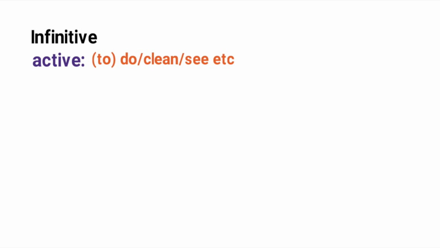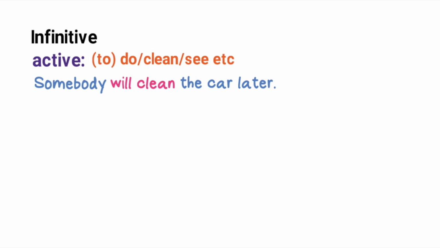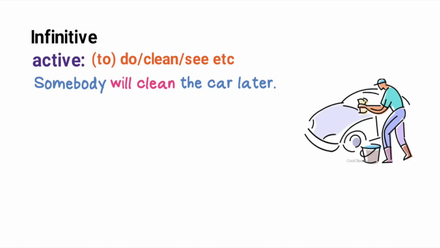In all my examples today, I will use the verb to do as my example verb, but this would apply to all verbs. So the active sentence is, somebody will clean the car later. Here we have the bare infinitive of the verb to clean with the future simple will. If we transform this into a passive sentence, we take the object of an active sentence, the car, and this becomes the subject of the passive sentence.